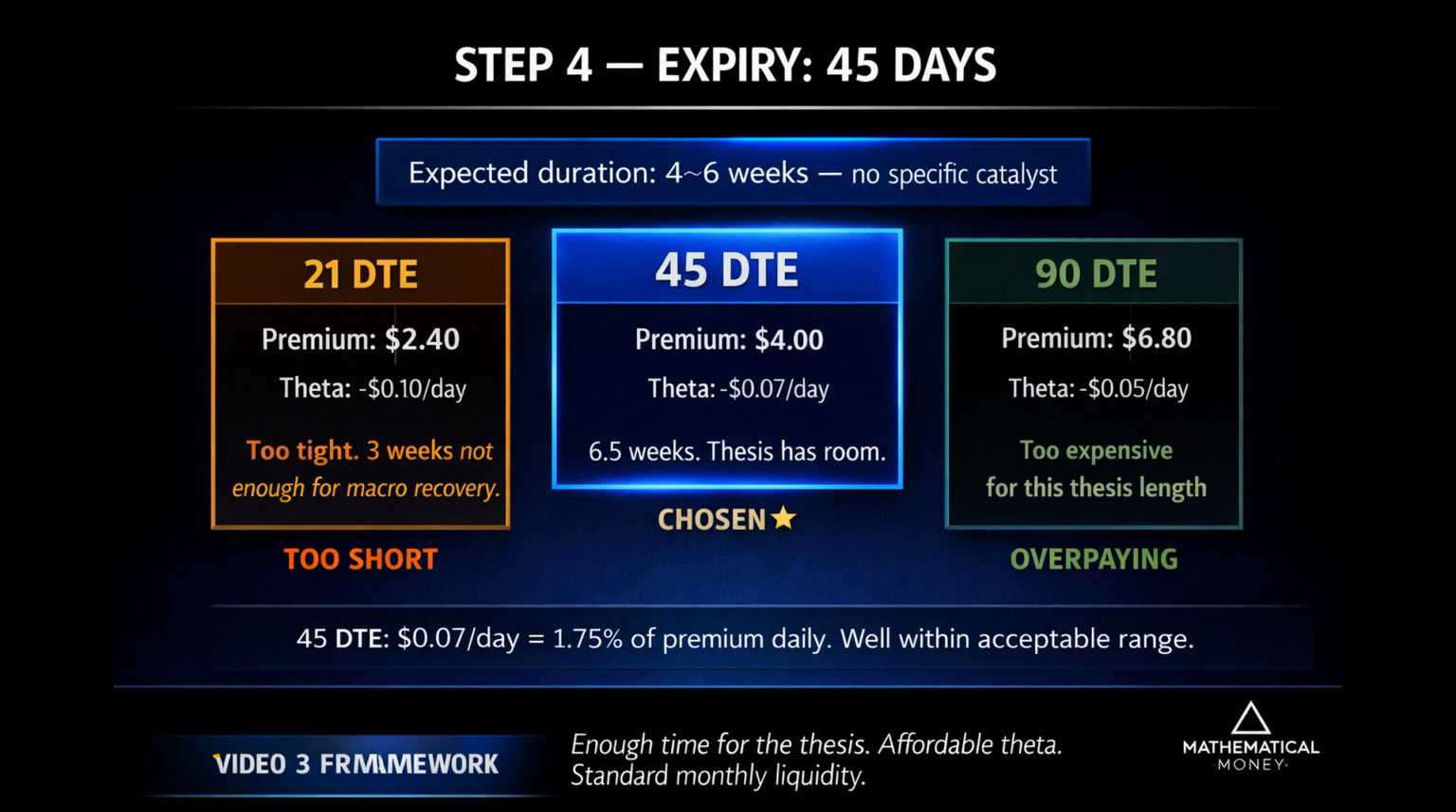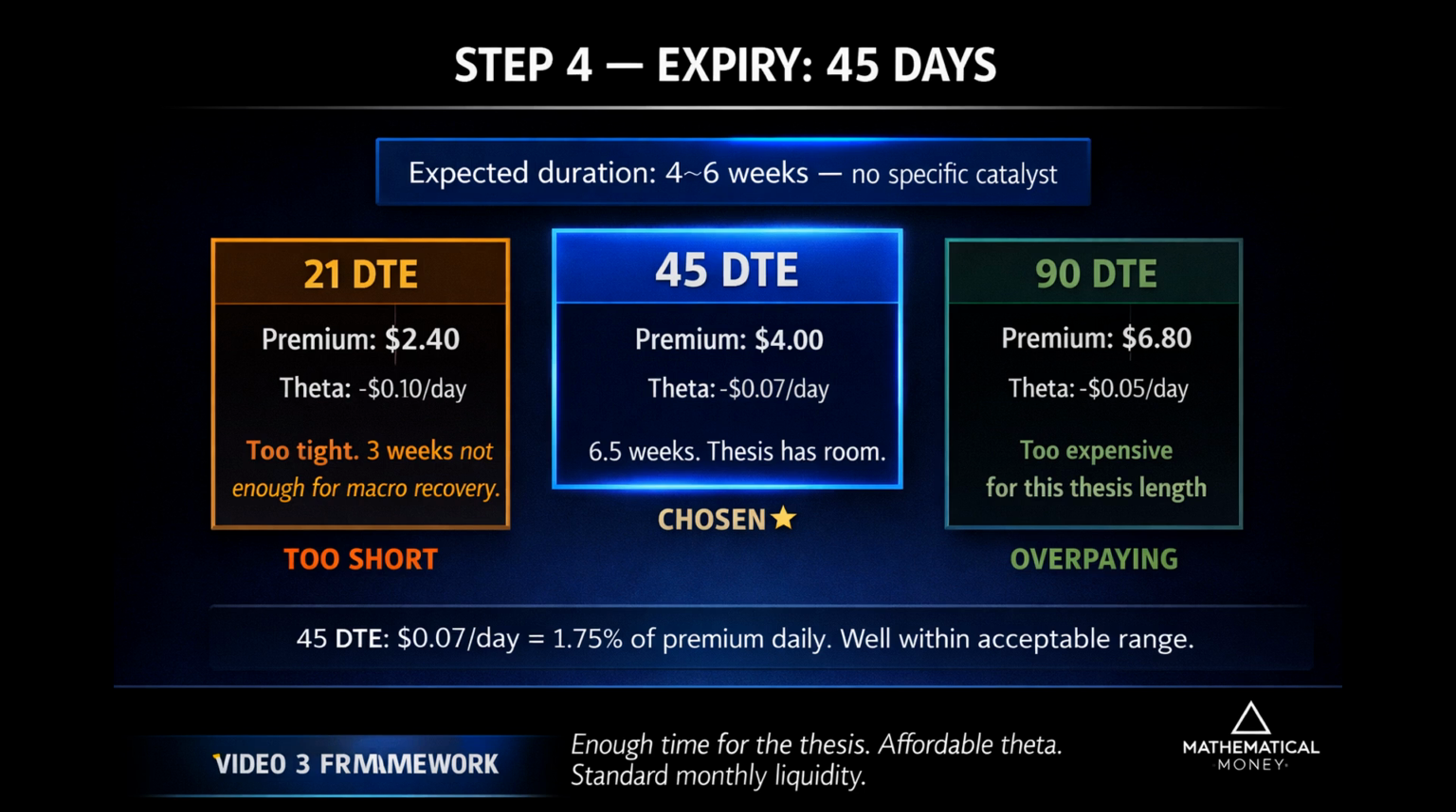It gives 6.5 weeks for Apple to make the move. Theta at 45 days is approximately 7 cents per day per share, manageable. If Apple rises in the first 2 weeks, theta has not done significant damage. If Apple takes 4 weeks to move, you still have over 2 weeks remaining for the position to gain further.